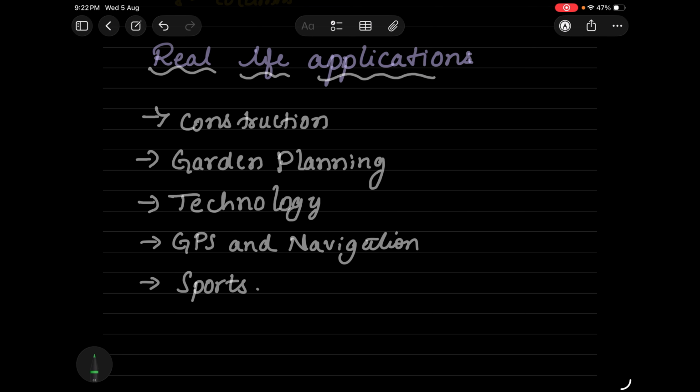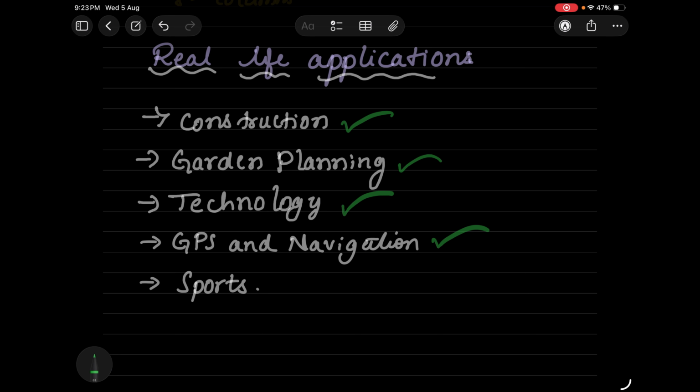Now we'll discuss some real life applications. Square roots are used in construction. Builders know the total floor area. They calculate the side length using square roots. We also use them in garden planning. Landscape designers use square roots while designing square gardens. Even in technology, computer graphics and game developers use square roots to calculate distance between objects. GPS navigation also uses square roots.